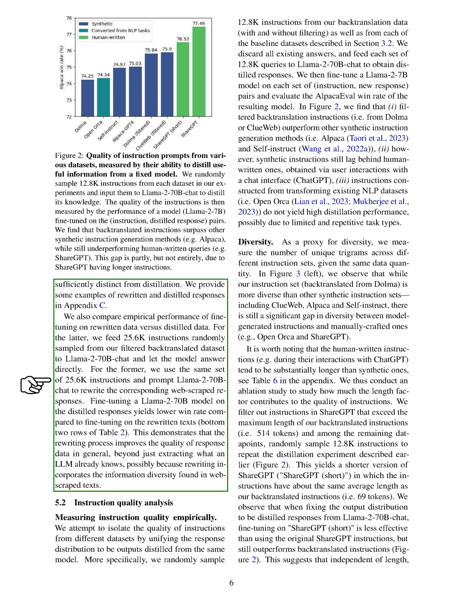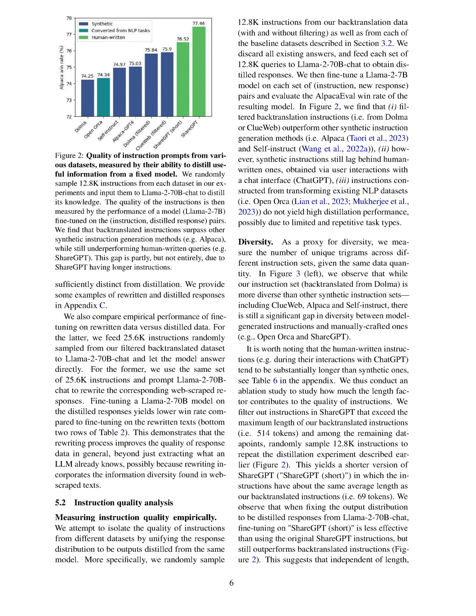We also compare the performance of fine-tuning on rewritten versus distilled data. Feeding 25.6K instructions to Llama 2 70B chat for direct answers yields lower win rates compared to fine-tuning on rewritten texts. This demonstrates that rewriting generally improves response data quality, likely due to the incorporation of diverse information from web-scraped texts.